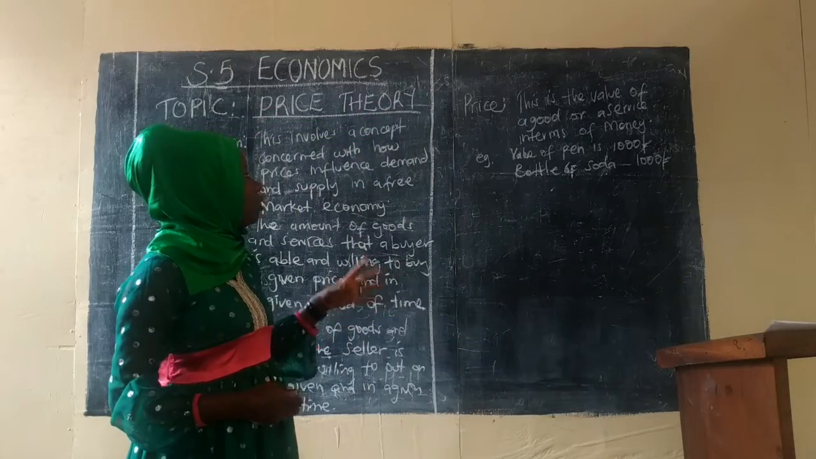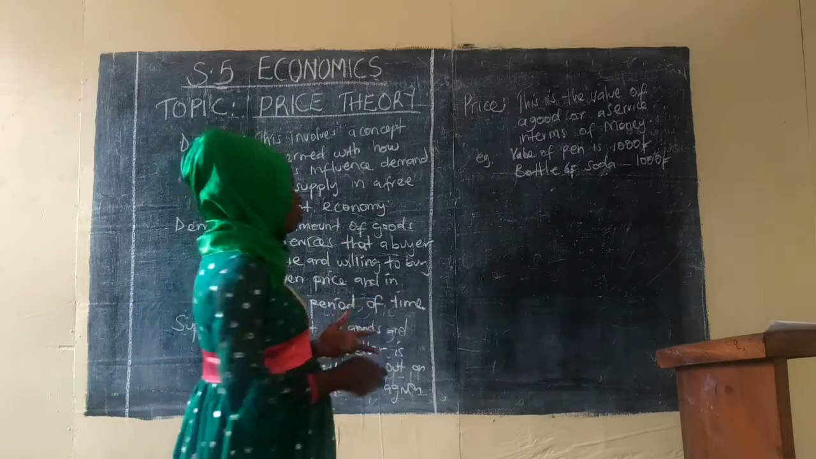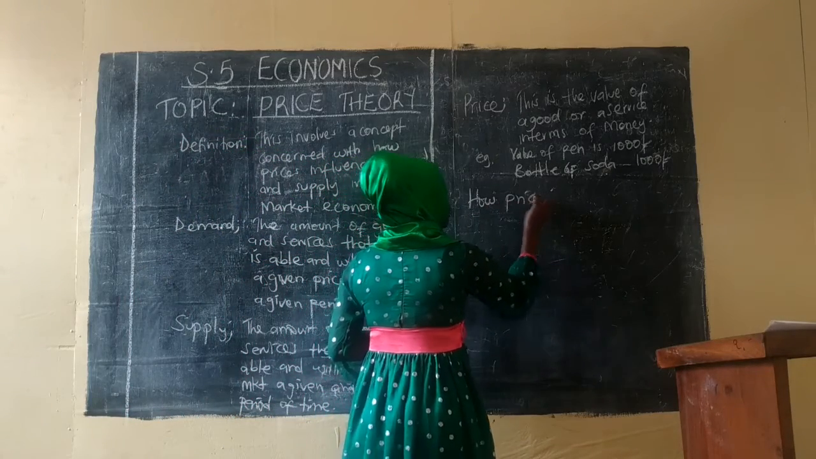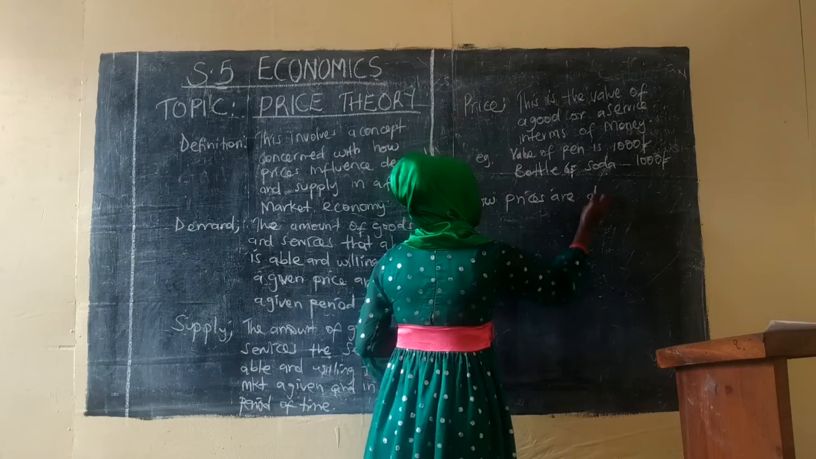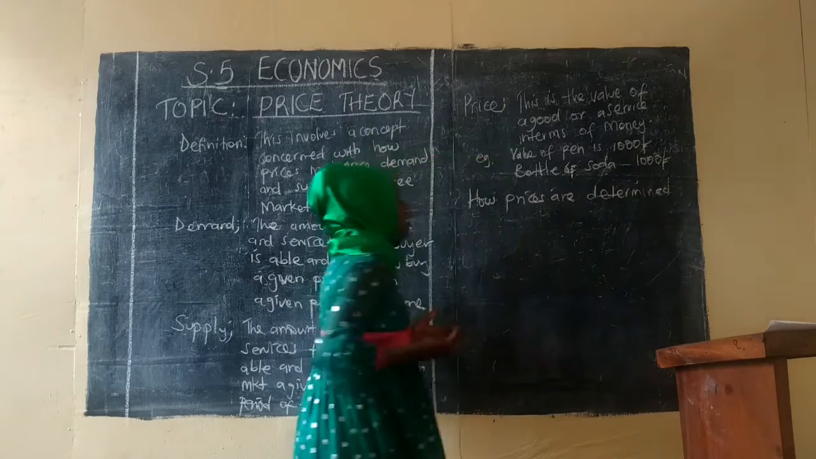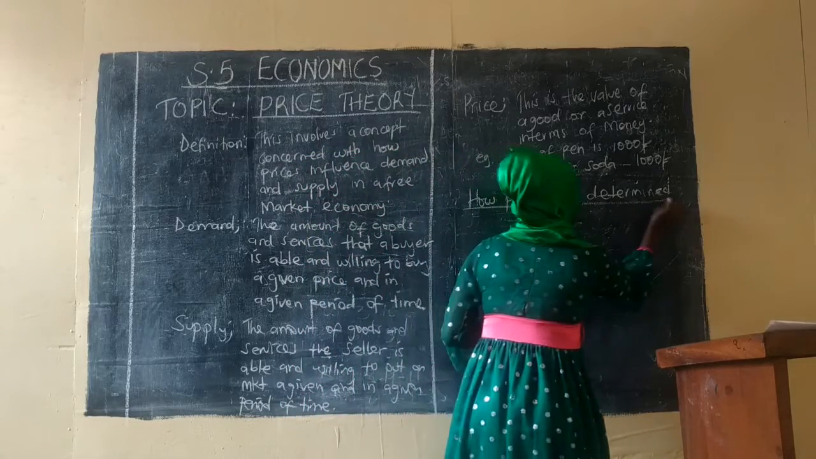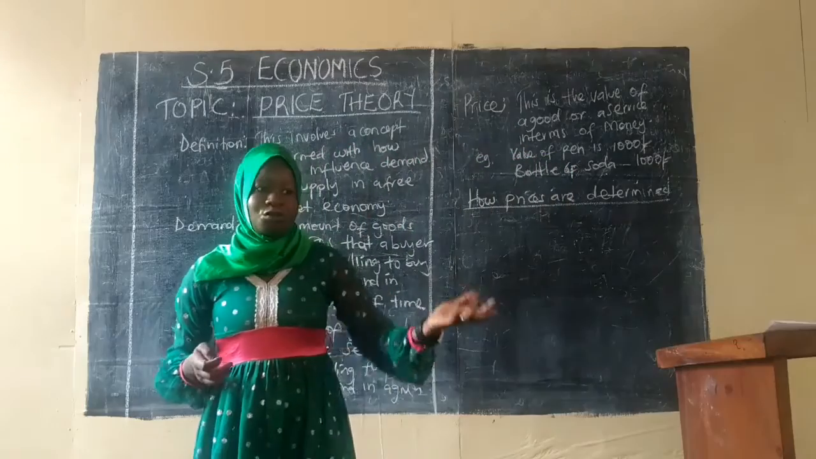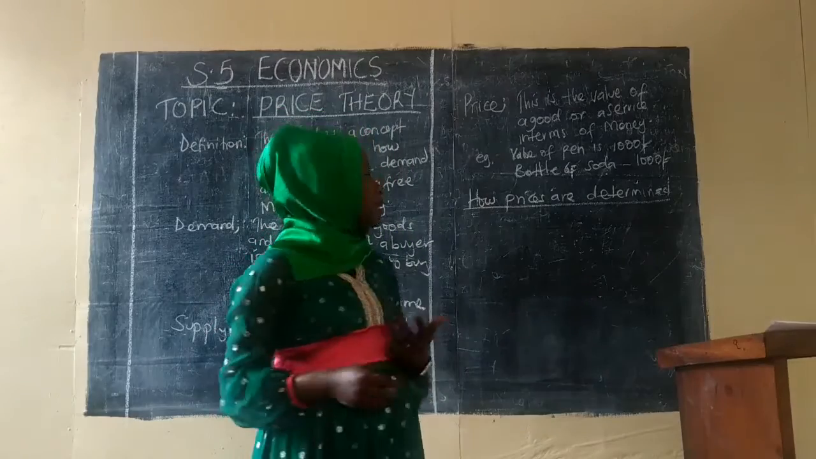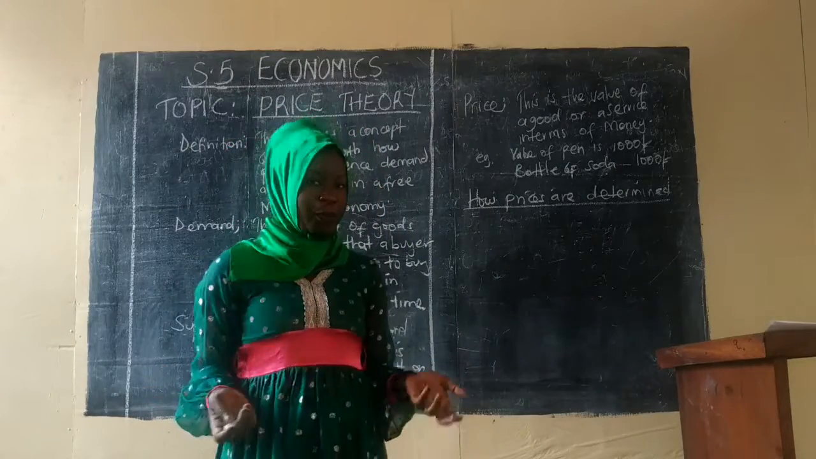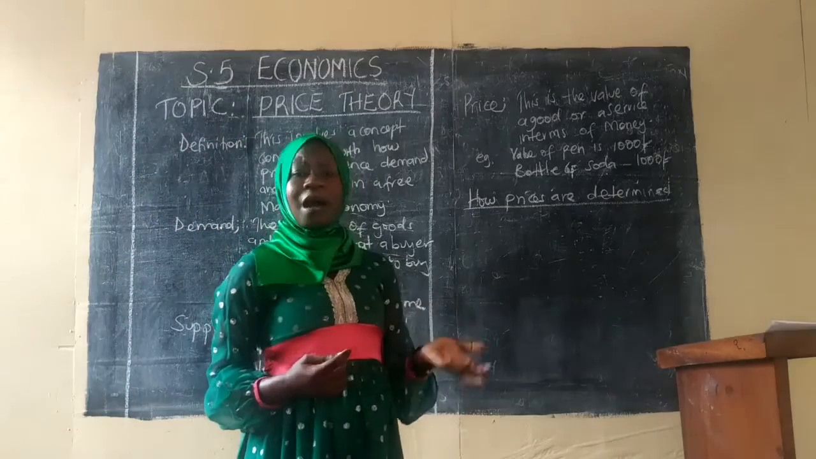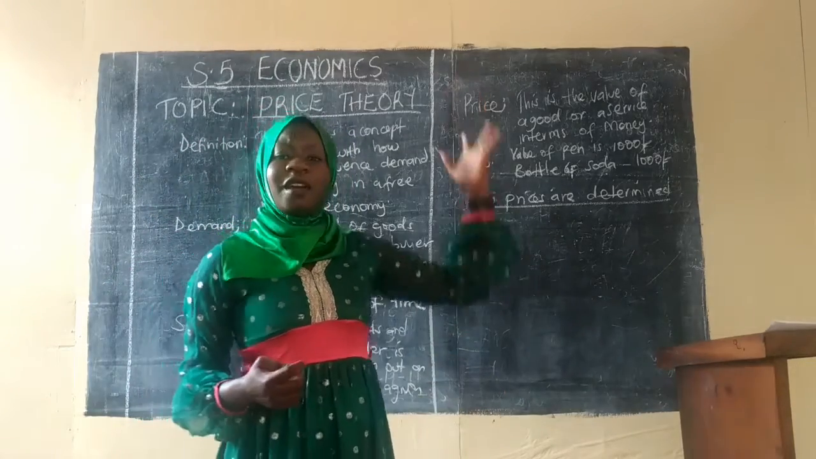And to move on, when we know price, we're going to look at how prices are determined, of course, in a free market economy. When you go to a market, what makes some of the items expensive and what makes some of the items very cheap? So how are prices determined? Who determines the prices? Is it the buyers? Is it the sellers? Is it the government?